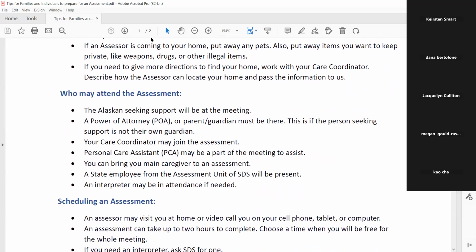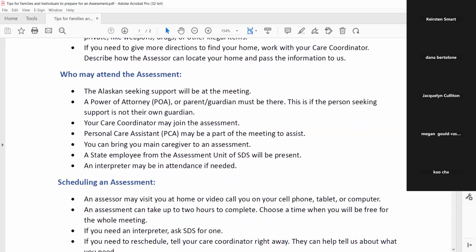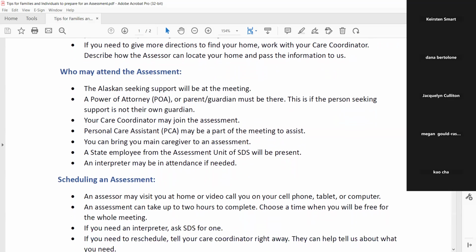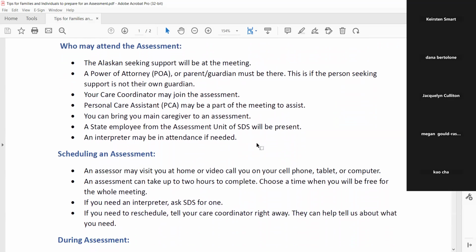Who may attend? The person seeking support will be at the meeting. If they have a power of attorney or a parent or guardian, they must be there. This is if the person seeking support is not their own guardian. If they're acting on their own behalf, then of course they should be there. If they have a power of attorney signing documents for them for their waiver or intend to, then that person should be there. The care coordinator can join. The PCA could be part of the meeting to assist. You can bring a main caregiver to the assessment. A state employee from the assessment unit will be present, and there could be an interpreter in attendance if needed.